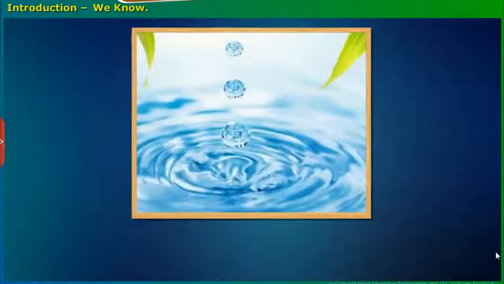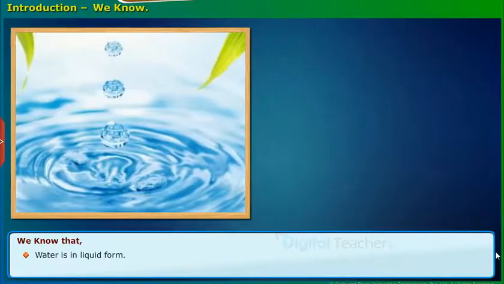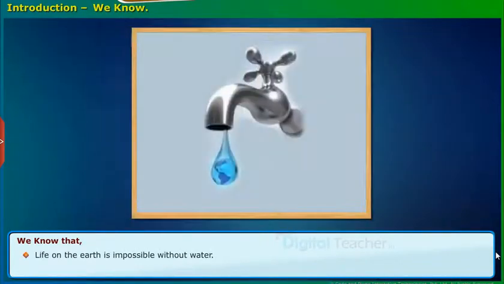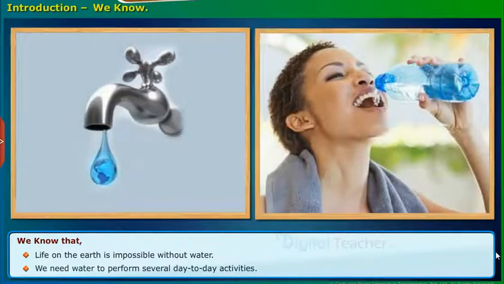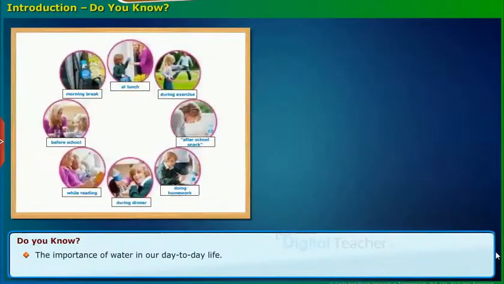Now, let us start our chapter with the introduction. We know that water is in liquid form. Water is a very important resource which we need to use carefully. Life on the earth is impossible without water. We need water to perform several day-to-day activities. Do you know the importance of water in our day-to-day life?